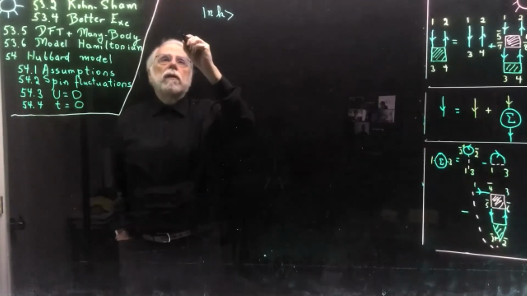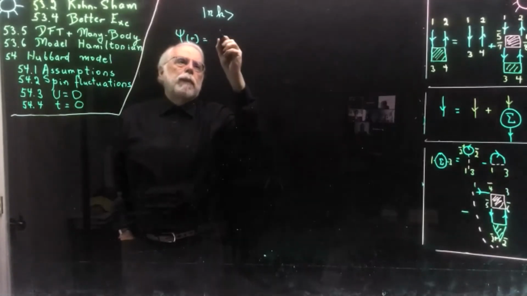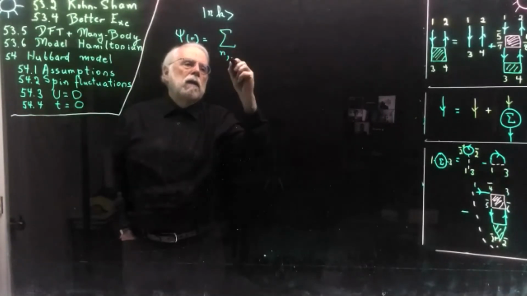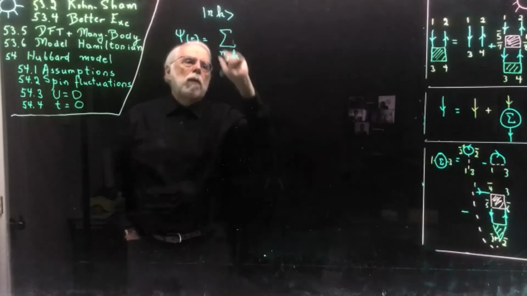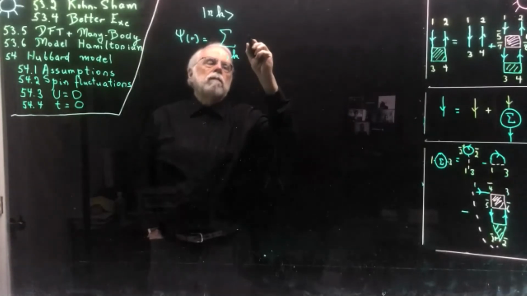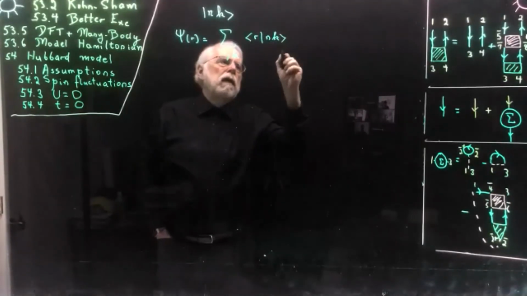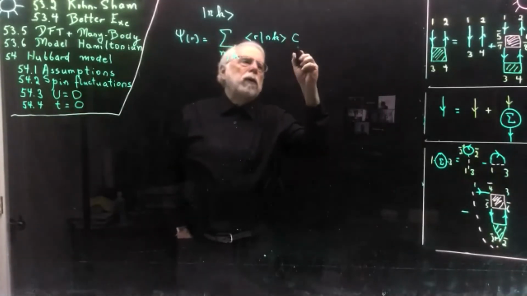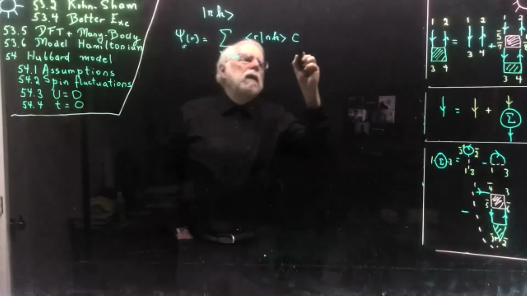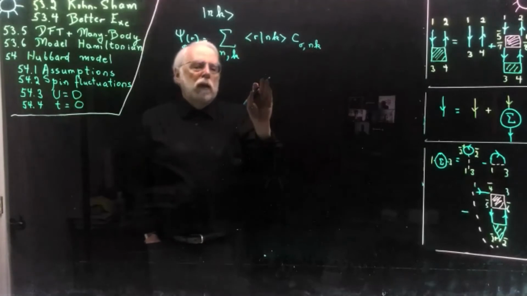So it means that I can expand the field operator psi of r on the band index and the crystal momentum. I get the Bloch function phi n k of r times the destruction operator in state, and now I put the spin sigma, in state n k.